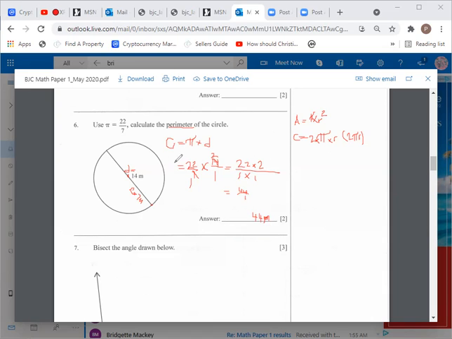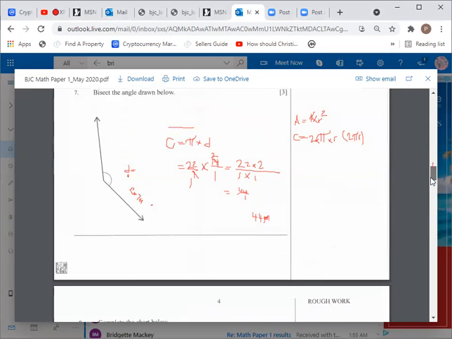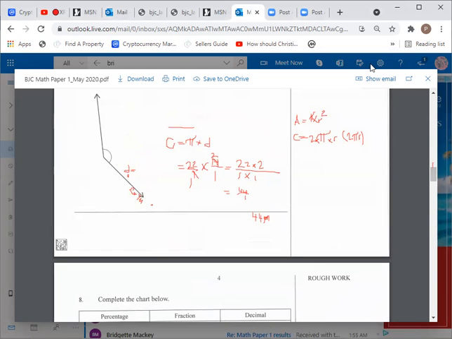Okay, so again, to determine the circumference of a circle, you have two choices. If diameter is given, the formula is pi times diameter. If radius is given, the formula is 2 pi r. Okay, don't confuse the circumference formula with the area formula.